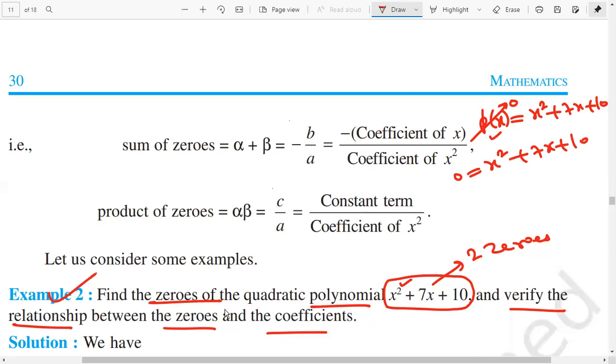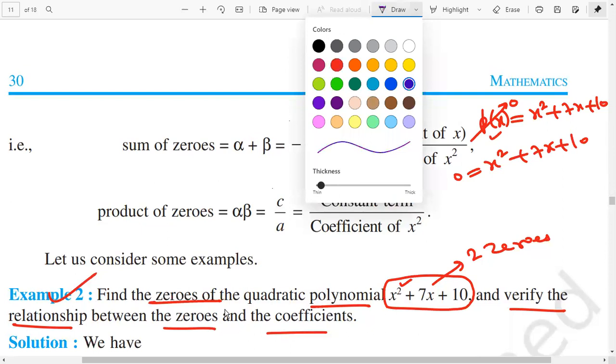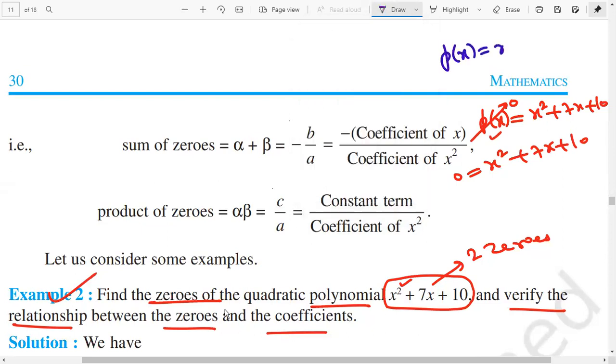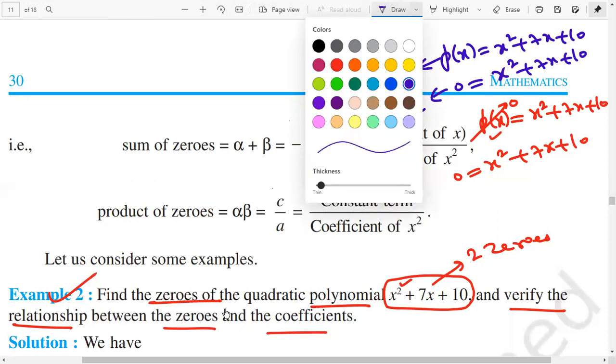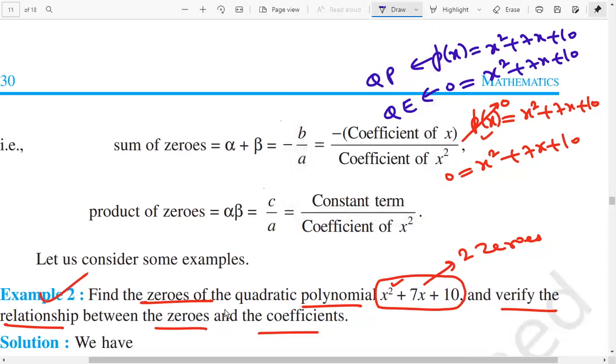One important thing I told you in the last session: when we write p(x) equal to x square plus 7x plus 10, this is a quadratic polynomial. In terms of p(x) it is a quadratic polynomial. When p(x) becomes 0, the equation x square plus 7x plus 10 will be a quadratic equation, not a quadratic polynomial. Here we got this quadratic equation, and we can solve it by the quadratic formula or splitting the middle term. So Pratibha got the answer, and others can also try by splitting the middle term or the quadratic formula.